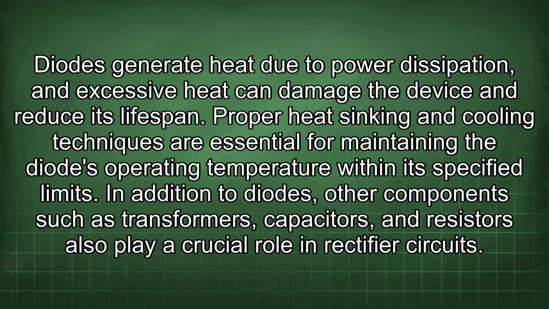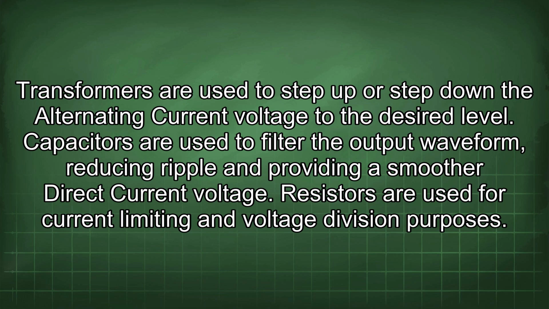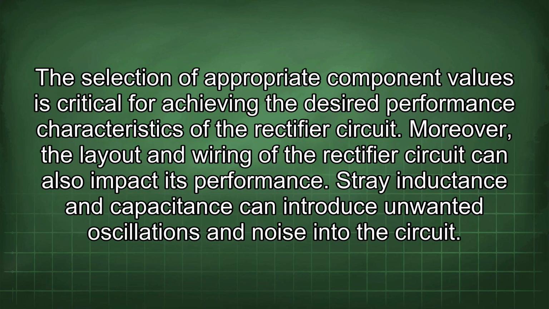In addition to diodes, other components such as transformers, capacitors, and resistors also play a crucial role in rectifier circuits. Transformers are used to step up or step down the alternating current voltage to the desired level. Capacitors are used to filter the output waveform, reducing ripple and providing a smoother direct current voltage. Resistors are used for current limiting and voltage division purposes. The selection of appropriate component values is critical for achieving the desired performance characteristics of the rectifier circuit.